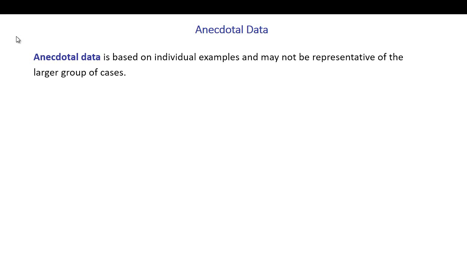A kind of data is called anecdotal data. Anecdotal data is data that you really see in everyday life. Your friends and family, your co-workers, they are always throwing this anecdotal data at you. Anecdotal data is based on individual examples and may not be representative of the larger group of cases.